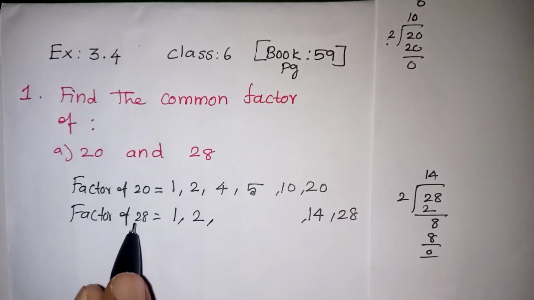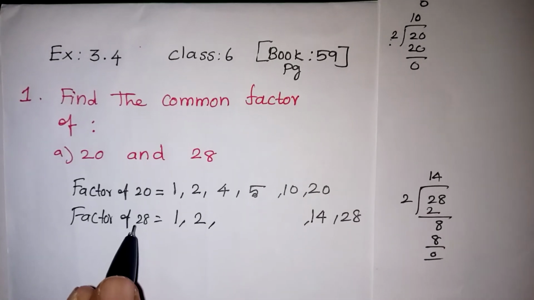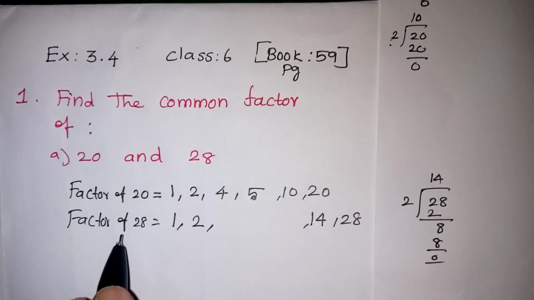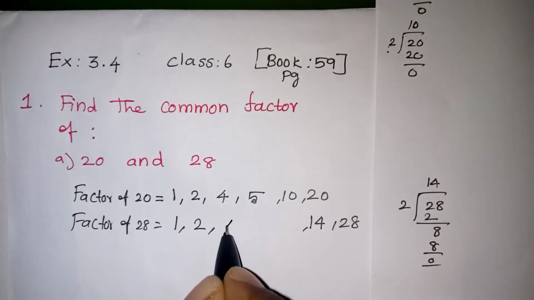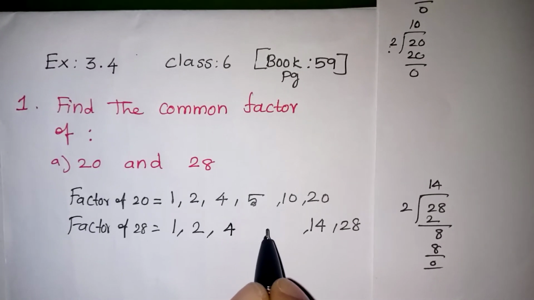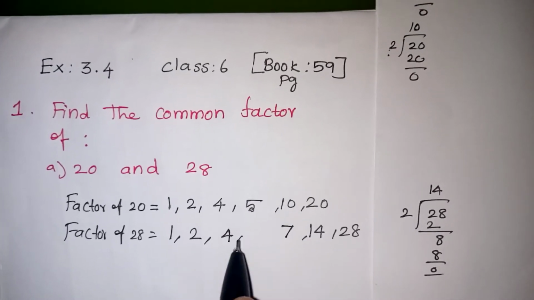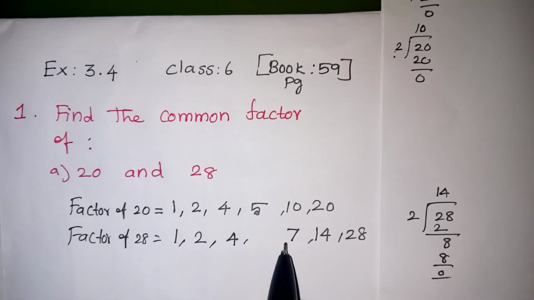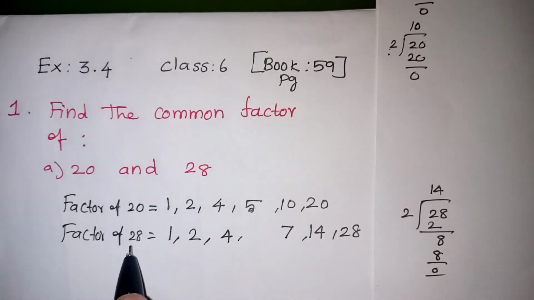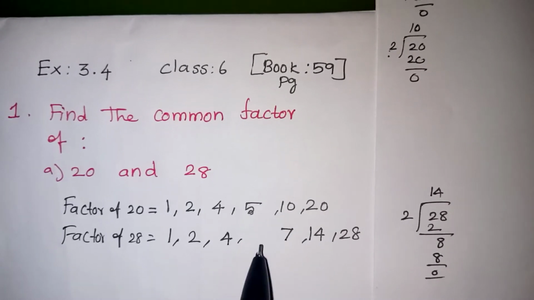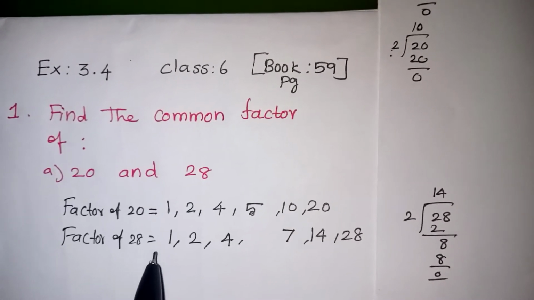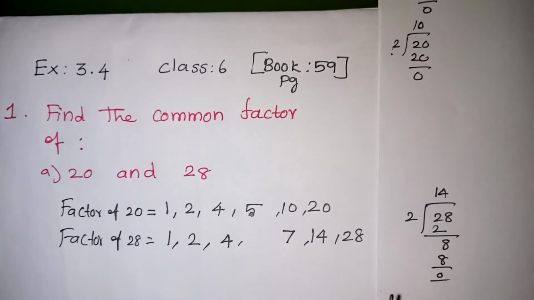In the 3 table, not possible, because 2 plus 8 is 10, so it will not come in the 3 table. In the 4 table, 4 sevens are 28. Between 4 and 7, we have only 2 numbers, 5 and 6. In the 5 table, 28 will not come. In the 6 table also 28 will not come. So only these 6 are factors of 28.